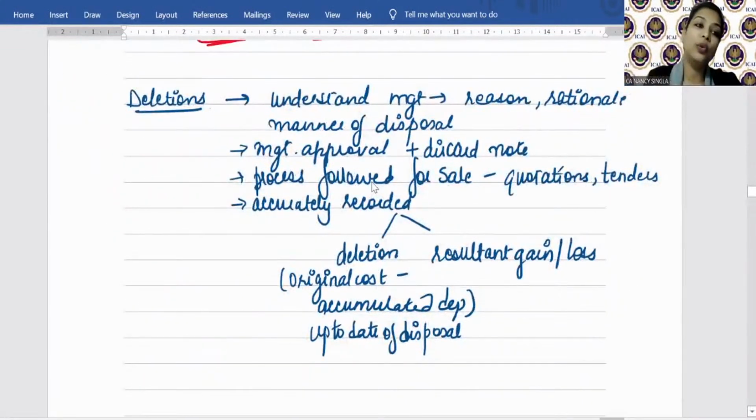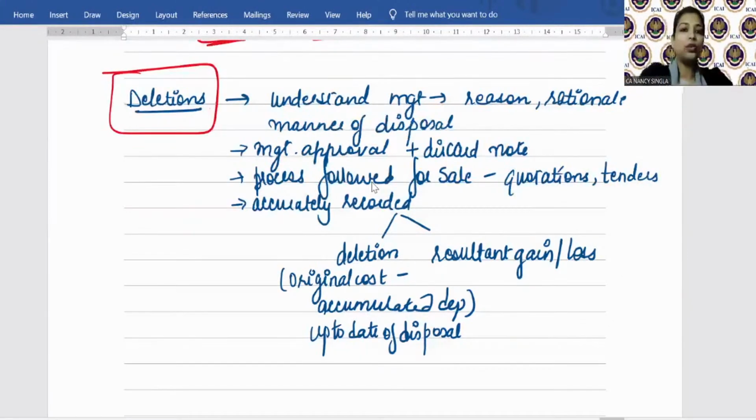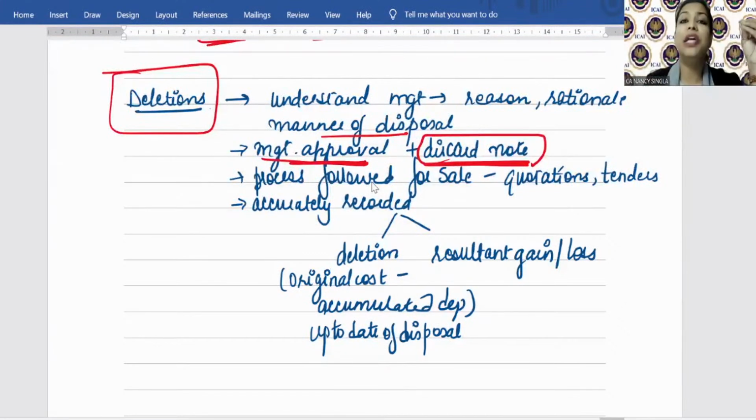है ना. अब आई टोल्ड यू कि ऐसे थोड़ी ना कोई प्लांट एंड मशीनरी मेरा मन कर रहा है मैंने बेच दी, ऐसे थोड़ी ना हो जाएगा. देयर मस्ट बी सम प्रॉपर अप्रूवल ना एप्रोप्रिएट अथॉरिटी से. देयर मस्ट बी सम रीजन ना, है ना. व्हाट इज द रीजन, व्हाट इज द रैशनल, व्हाट इज द मैनर ऑफ डिस्पोजल. मैनेजमेंट का अप्रूवल है नहीं. जो डिस्कार्ड नोड है, डिस्कार्ड इज व्हेन यू आर रिमूविंग इट, है ना.